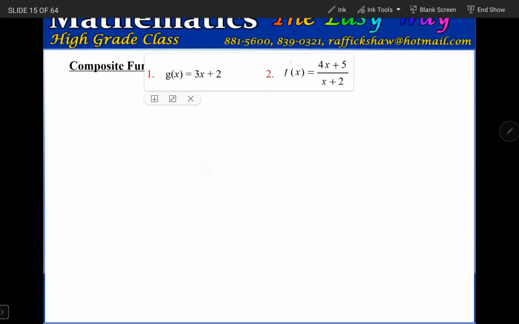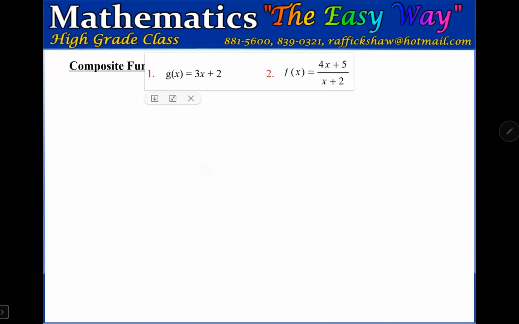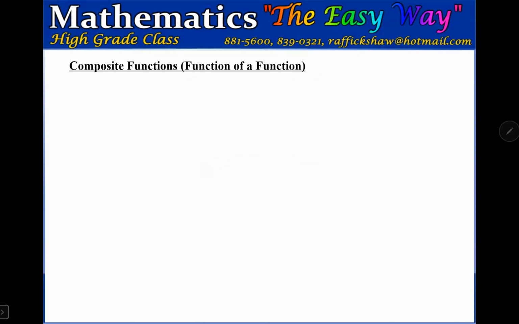So let me erase this. All right, so a composite function is a function of a function, like 2 functions, one following the next. I like to give students the example of a washing machine. Like you have 2 washing machines, one that washes the clothes and one that dries the clothes, and they're 2 separate machines, right?